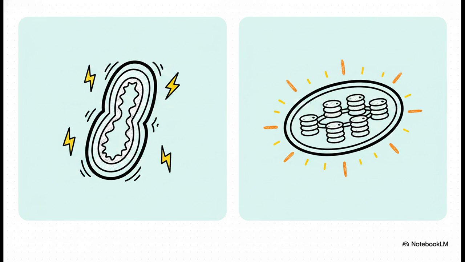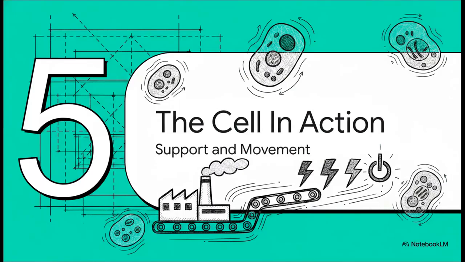Mitochondria are the engines of cellular respiration. They take in oxygen and generate ATP energy from the food we eat. Chloroplasts are the solar panels of the plant world, using photosynthesis to make sugar from sunlight. Now, while plant cells get to use both of these, animal cells rely completely on the mitochondria to keep the lights on. We've made it to the final synthesis of our masterclass, Module 5, the cell in action.